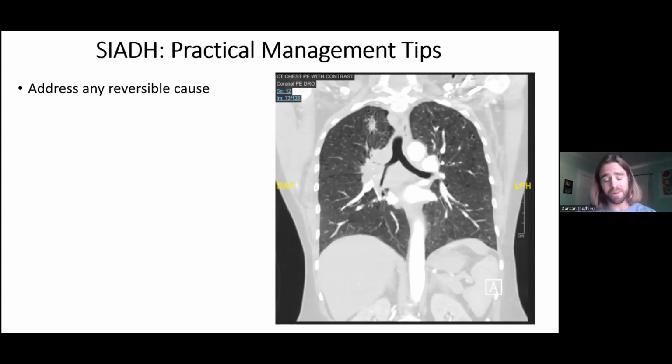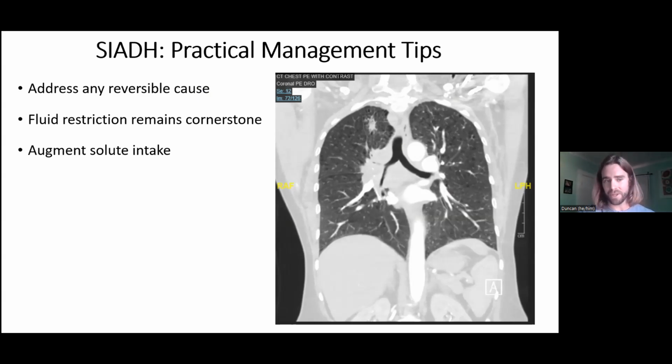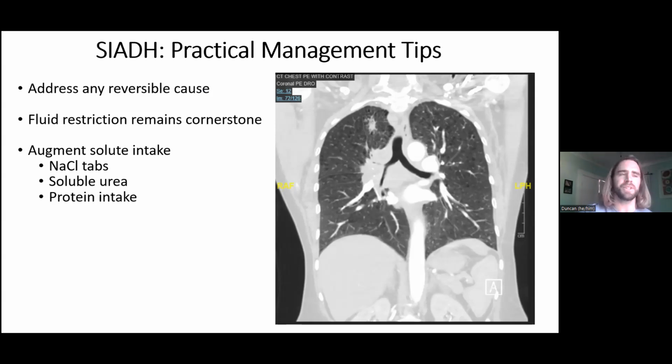In this case, we don't really have a cause that can be readily reversed, but things that we should look for are medications, other causes of pain, nausea, anything that we can treat to reduce ADH secretion. Fluid restrict, because that's primarily the thing that we're going to be able to do. Augment the solute intake. So again, increase salt, increase protein, encourage things like potato chips, anything that feels patient-centered and something that the patient can do. Soluble urea can be a really beneficial thing. We talked about this, protein intake.